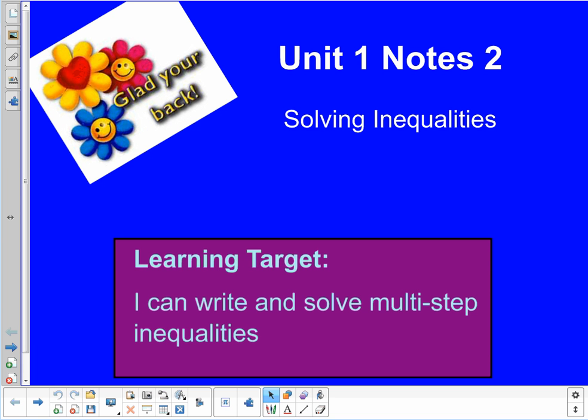We are in Unit 1 Notes 2, and today we're talking about solving inequalities. So I can write and solve multi-step inequalities.